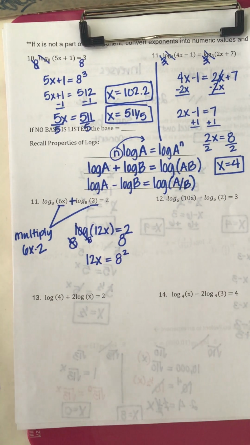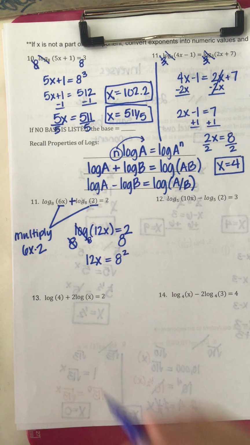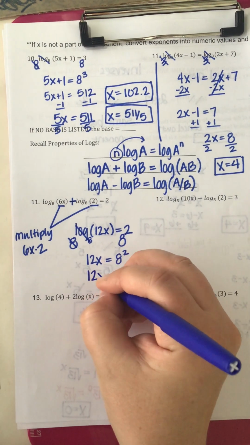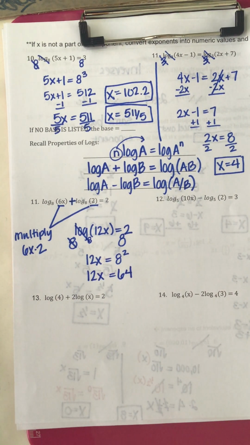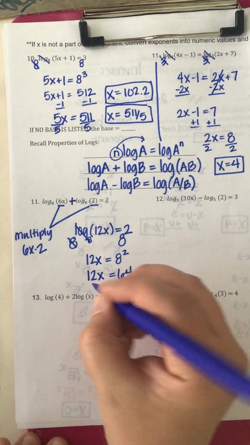And then I'm going to look at that and say, is my x little that I need to keep the 8 squared little, or is it regular? That's a regular x. Then I want 8 squared to be a regular number. So what is 8 squared the same as? 64. And then if 12x equals 64, what's my last step? Divide by 12.